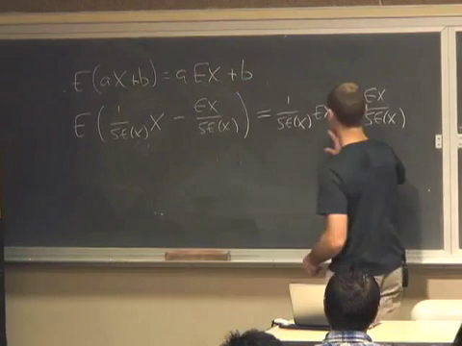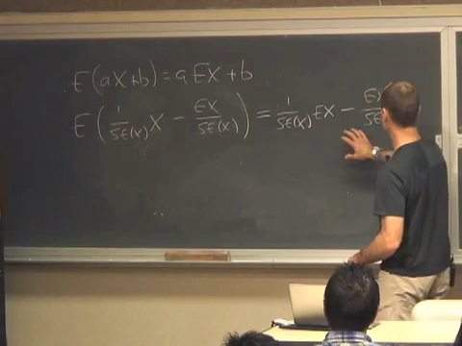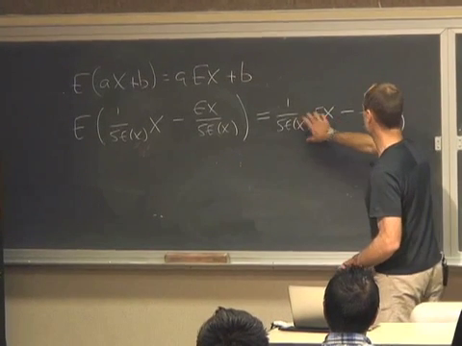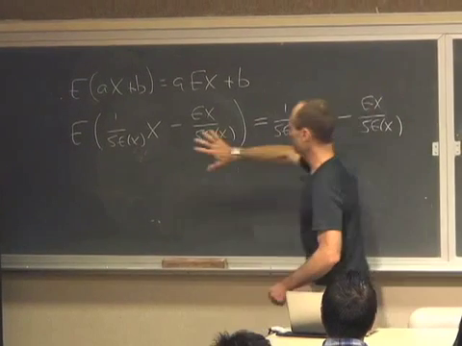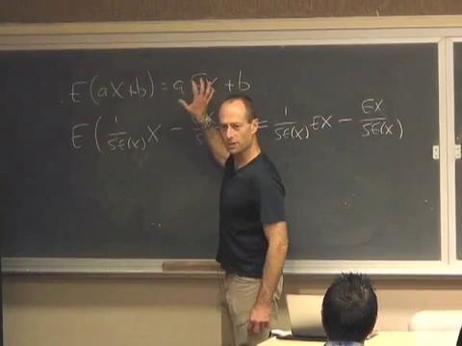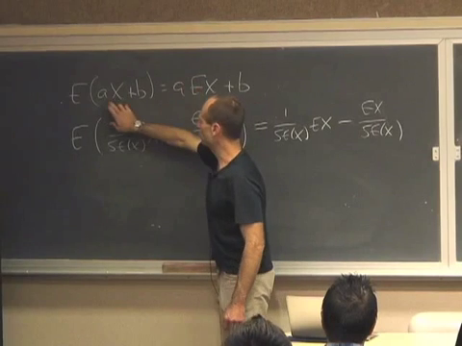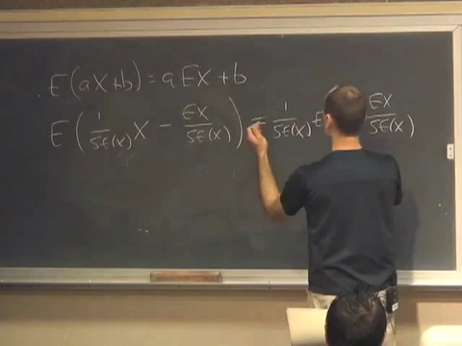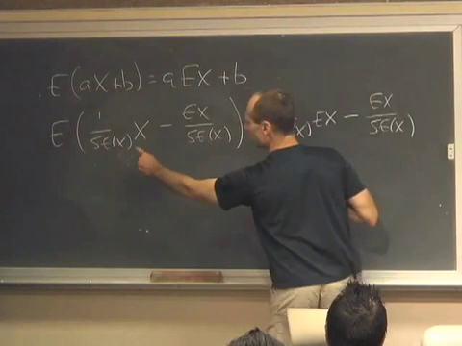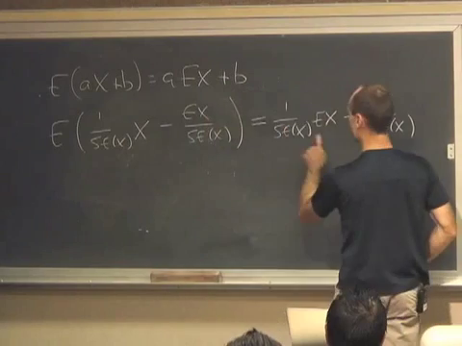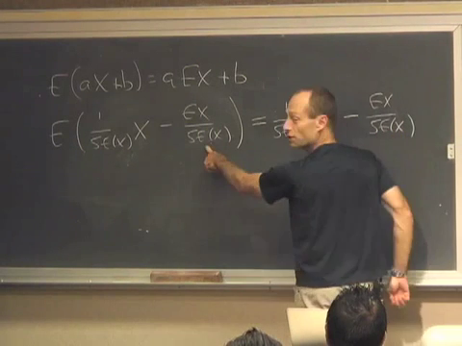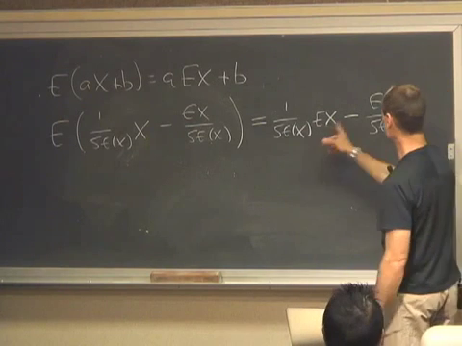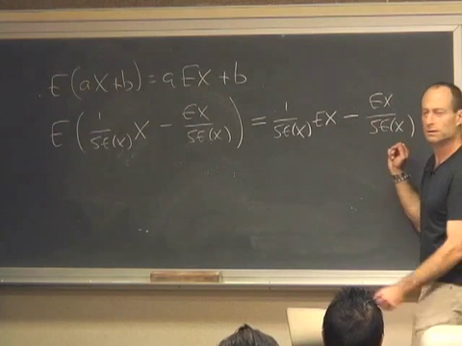This is that times that minus that. The expected value of a sum is the sum of the expected values. The expected value of a constant times a random variable is a constant times the expected value. So this expected value of a sum is going to be the sum of the expected values. The first term, the expected value of a constant times X, is a constant times the expected value of X. And the second term is already a constant. The expected value of this is just itself. So these terms are equal, and the difference is just 0.